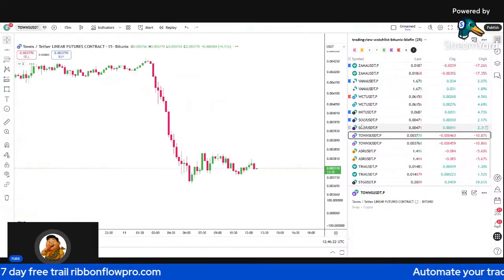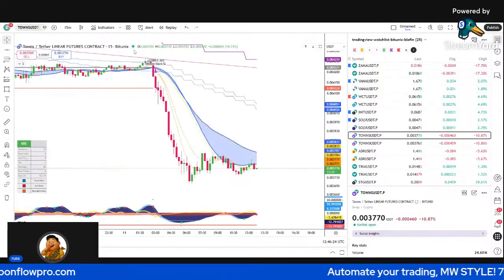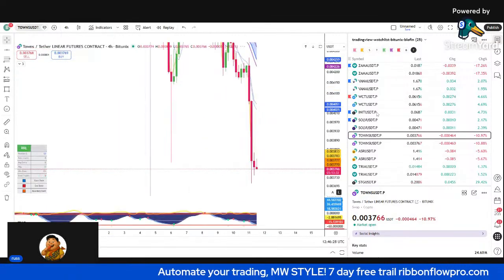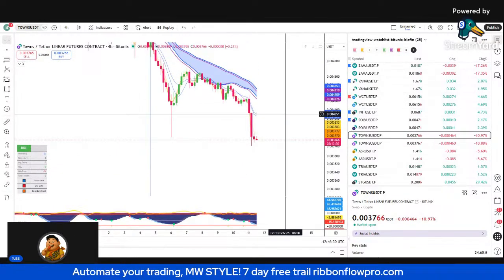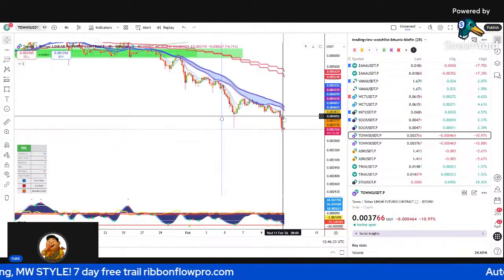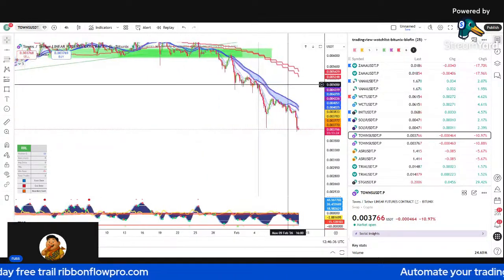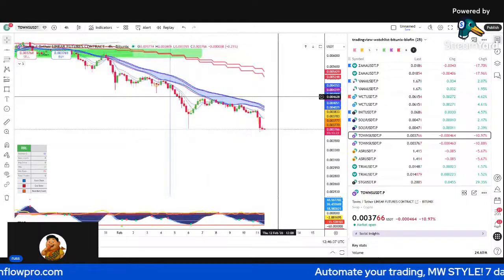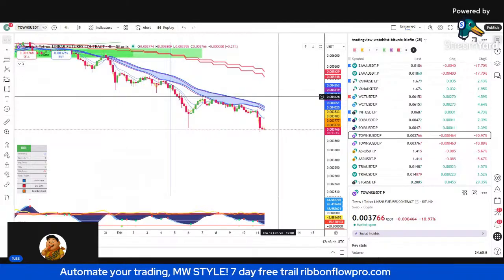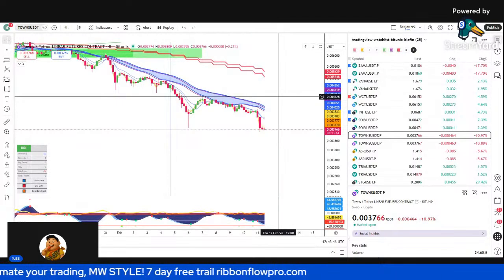New York, darling. Towns dumping horribly. What are you doing on a higher time frame though? Very horrible coin. Very horrible coin. Dumped horribly. Let's have a look at Towns.